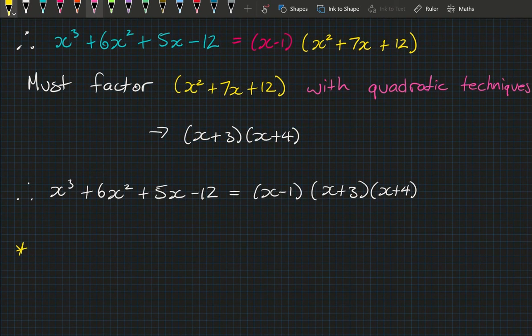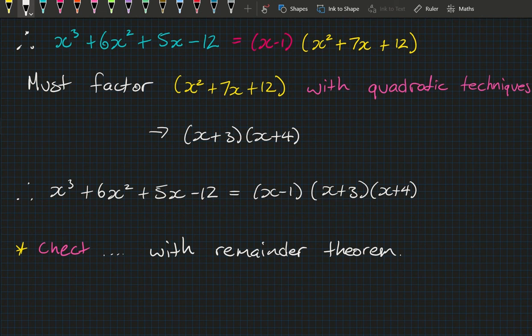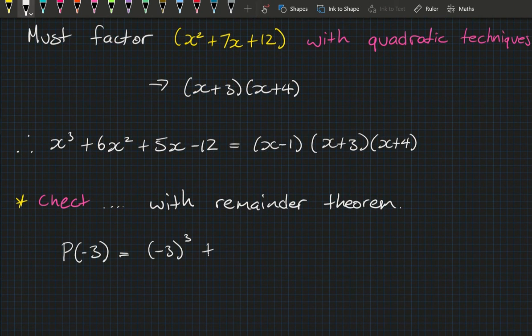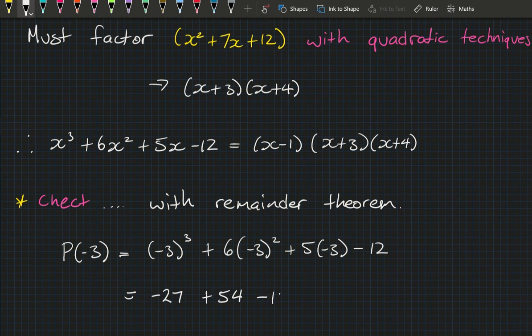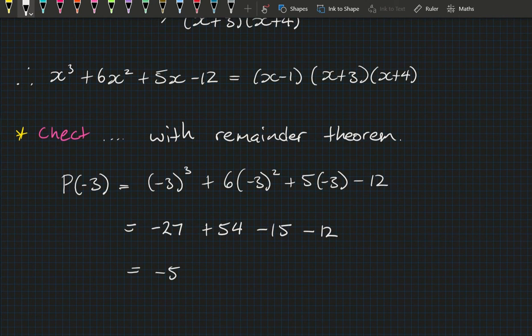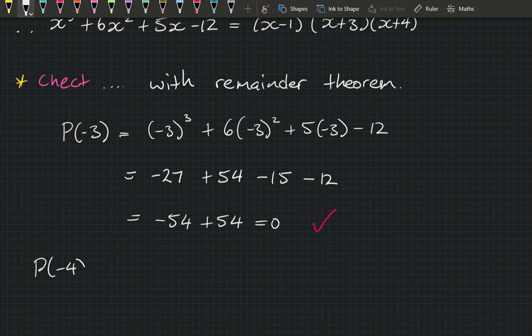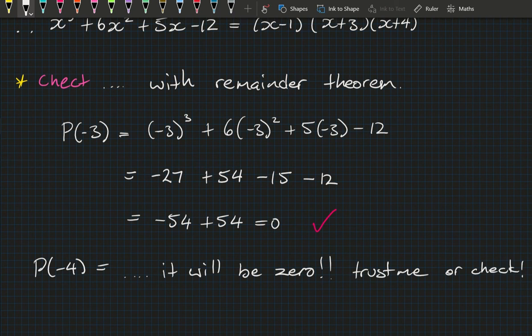So we could check that with the remainder theorem. So if x plus 3 is a factor, then p of minus 3 must have a remainder of 0, right? So let's sub in minus 3 into our polynomial here. And so that means we've got minus 27 plus 54 minus 15 minus 12. And 27, 15 and 12 also makes 54. So we've got minus 54 plus 54, which is 0. Ka-ching. And then we could find p of minus 4, but I know that's going to be equal to 0. You can either trust me or check yourself.